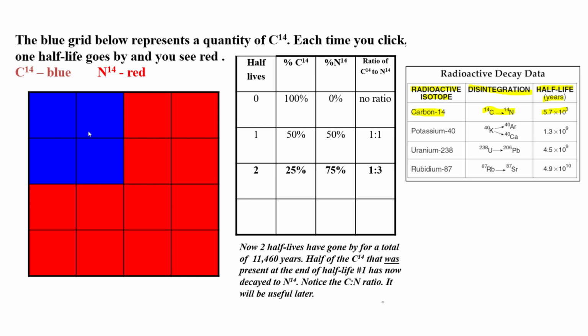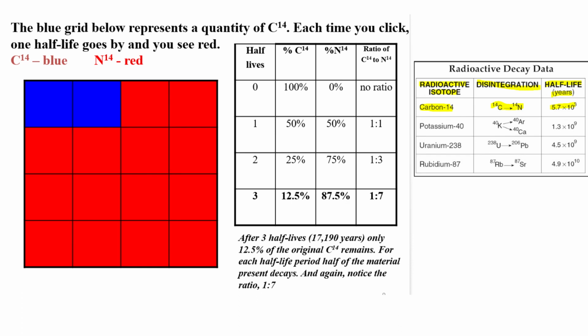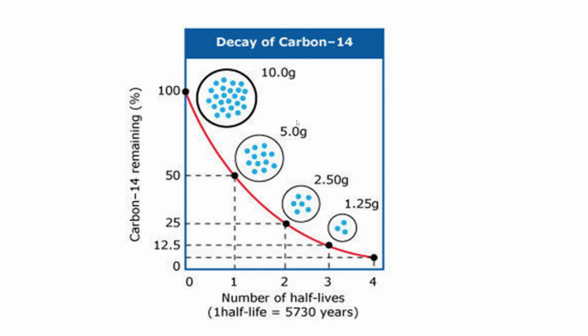Finally, now I have this much carbon 14 left. Another half life later, or 5,700 years later, half of these carbon 14s will turn into nitrogen 14. Now I have 12.5% carbon 14 left after three half lives, and 87.5% nitrogen 14. So what you should notice is that over the different half lives, my carbon 14 is decreasing.